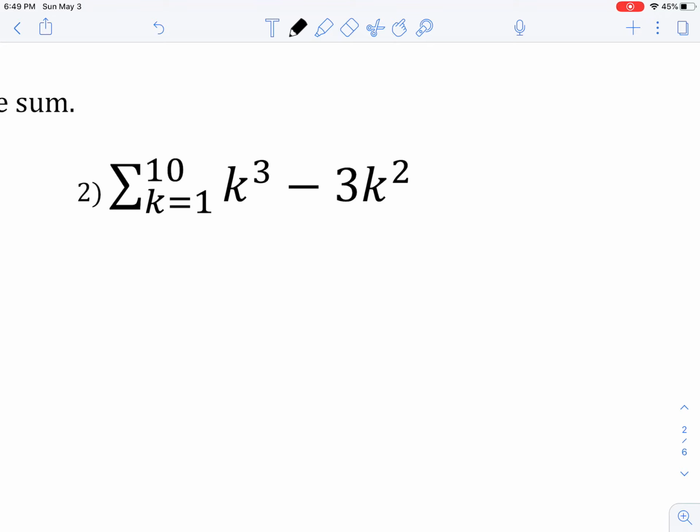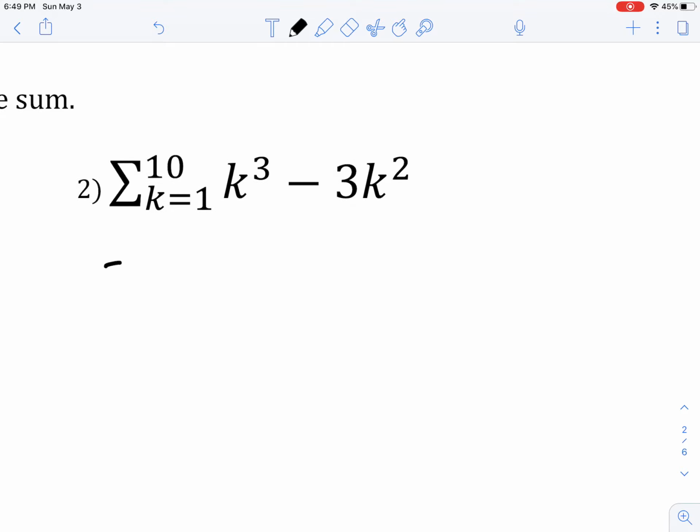Now let's take a look at this one. At first glance, none of the formulas apply here because we've got k cubed minus 3k squared. But there's a pretty easy workaround. All we need to do is just rewrite this.